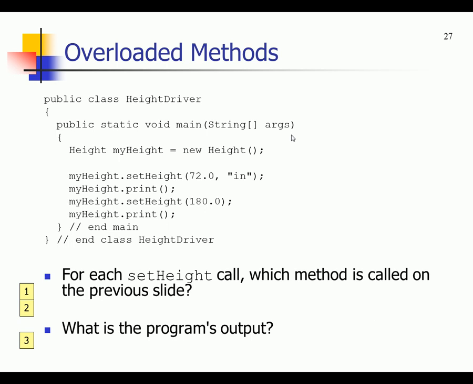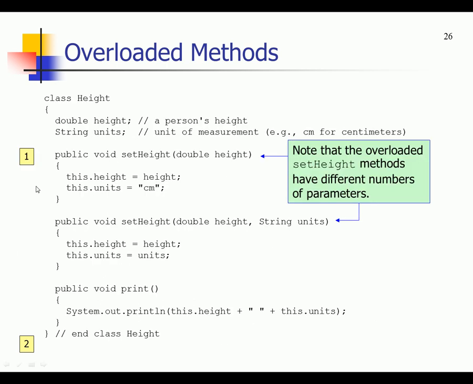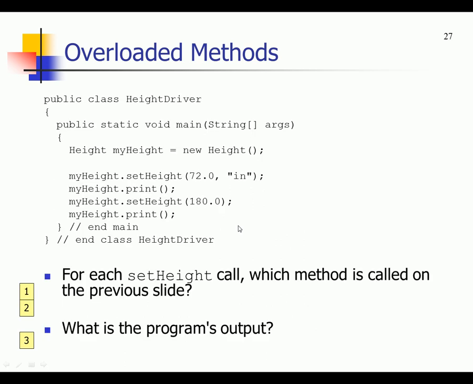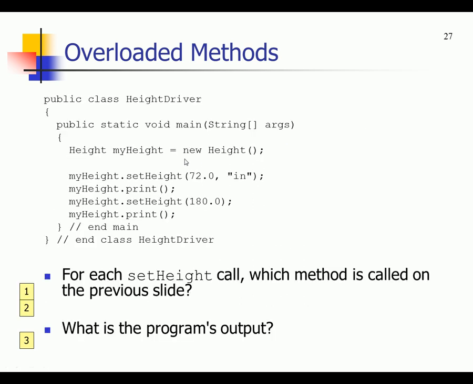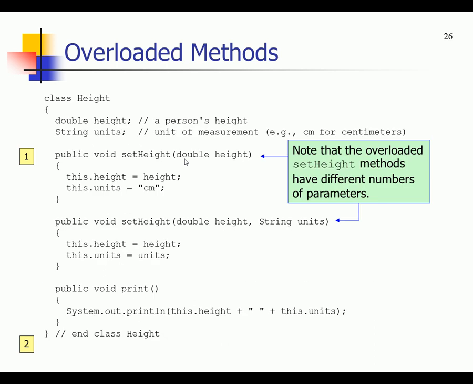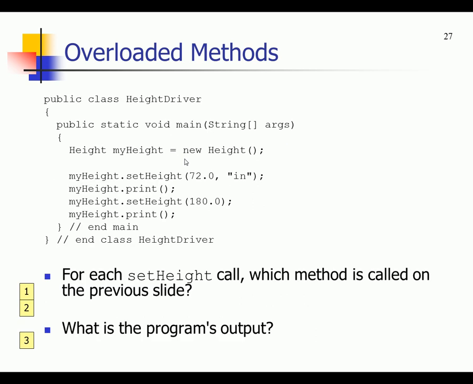Okay, so for each set height call, what method is called on the previous slide? So 72 in IN would call this second one right here. Okay, right here. 180 with no other argument would call the top one, so it would be centimeters. It would call this guy. All right. Okay, so what's the output? Let's look at print. Print has print line, says this dot height space this dot units. So the first one's going to put out 72.0 space IN. The second one's going to print out 180.0 space CM. Easy enough?